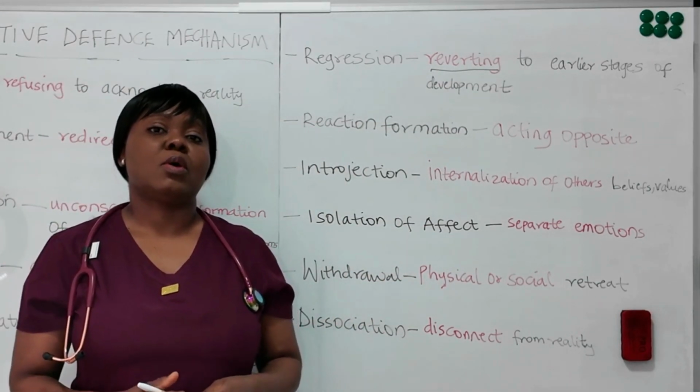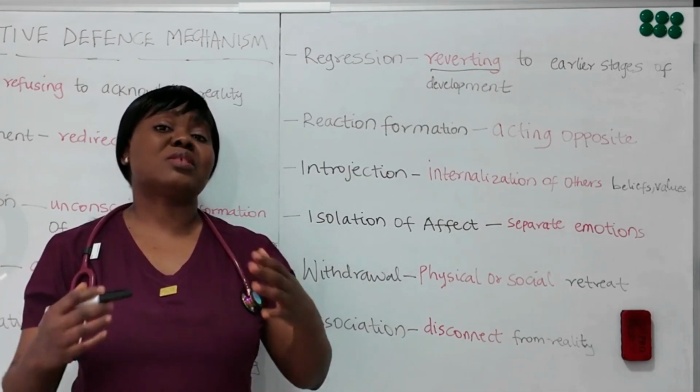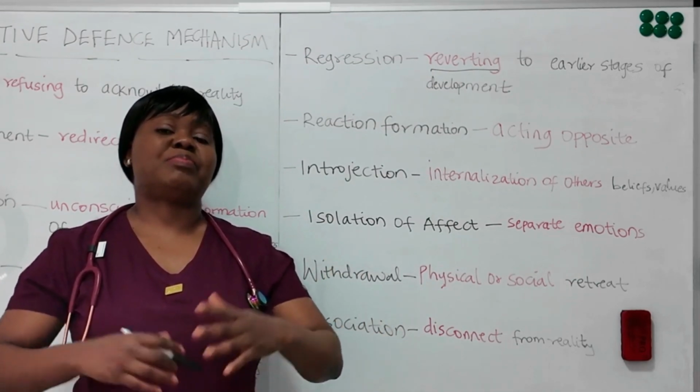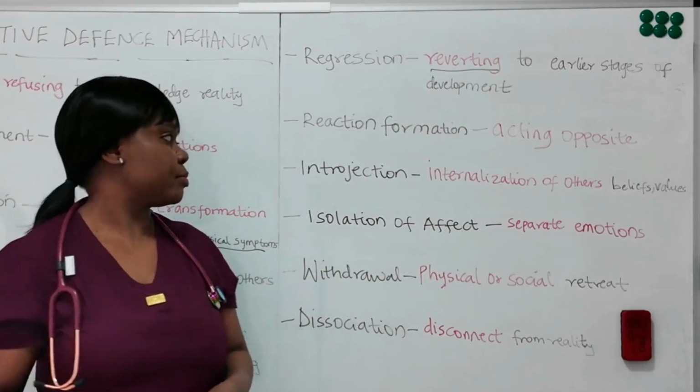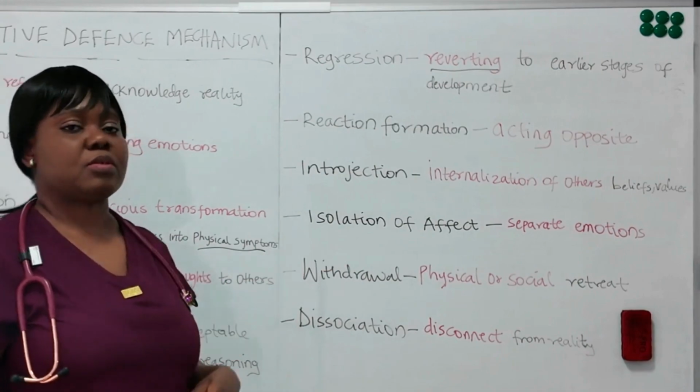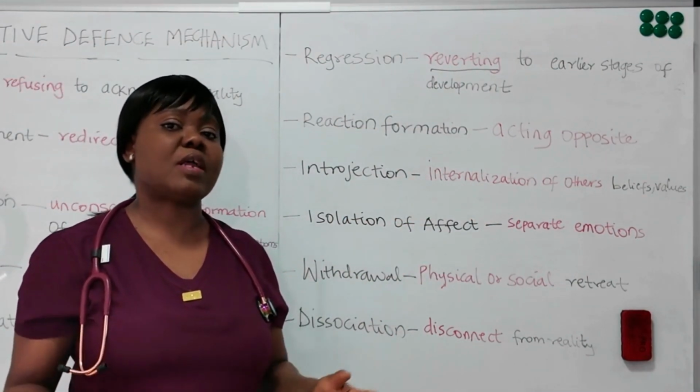Another example would be a student who is jealous of the classmate's success, but constantly praises the person and pretends to be their biggest supporter. That would be an example of reaction formation. The next one is introjection. So this one has to do with internalization of others' beliefs, others' values.